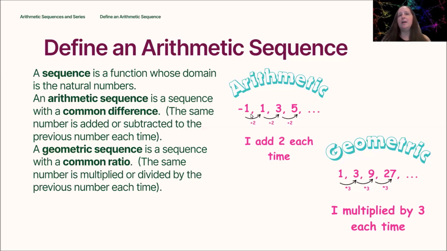So in our examples here, I've got -1 to 1. I'm adding 2. So every time I'm going to add 2 to that sequence. A geometric sequence, I'm multiplying by 3. So 1 times 3 is 3, 3 times 3 is 9, 9 times 3 is 27, so on and so forth.